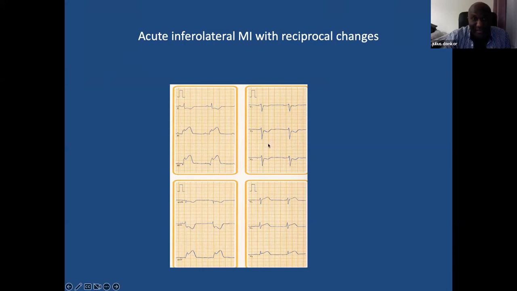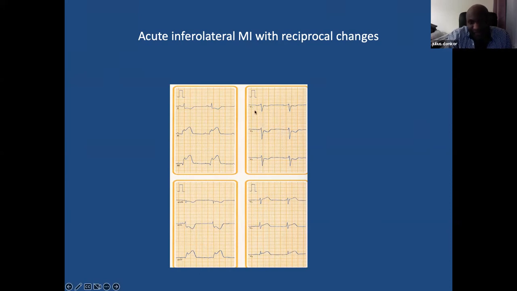Inferolateral, again. So you can see your ST elevation in your inferior leads. And then what is this called? It's not an inferolateral MI, it's just an inferior. You could even argue this is an inferior posterior MI. Sorry, this is headed wrongly. So it's an inferior posterior MI.